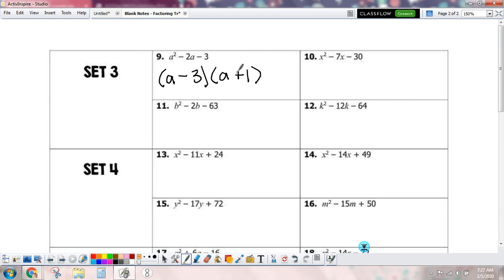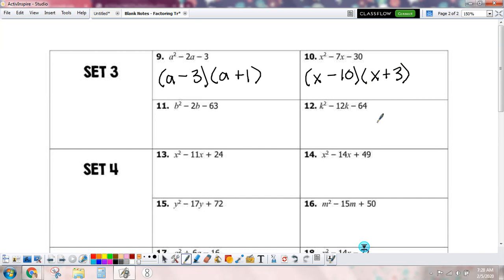So pause the video, try 10, 11, and 12. So for number 10, we're looking to get negative 30 and negative 7, and I know that 10 times 3 is 30. And if I want to get negative 7, I can do a negative 10 plus 3 to get negative 7. So I'm going to have a minus 10 and a plus 3. And make sure you are foiling to check your answers.